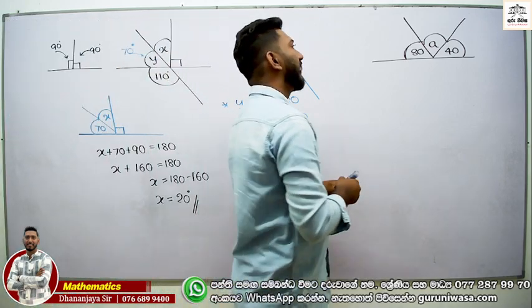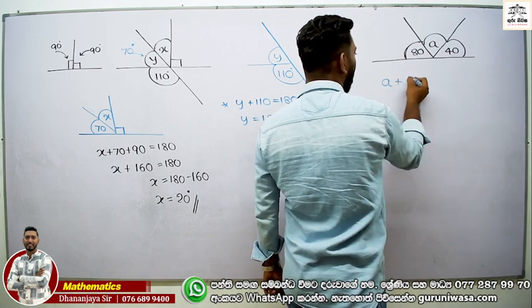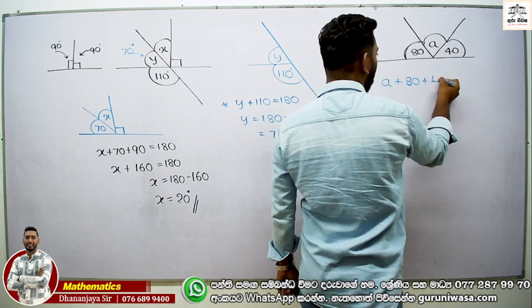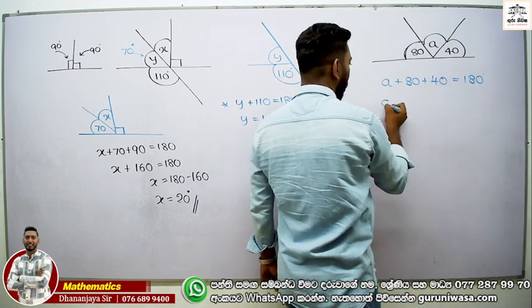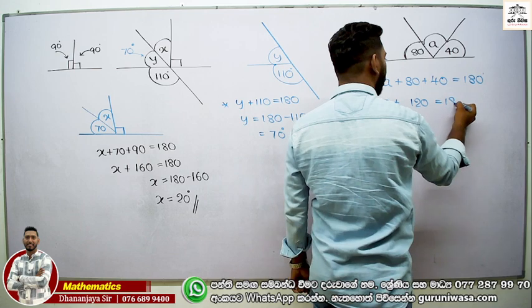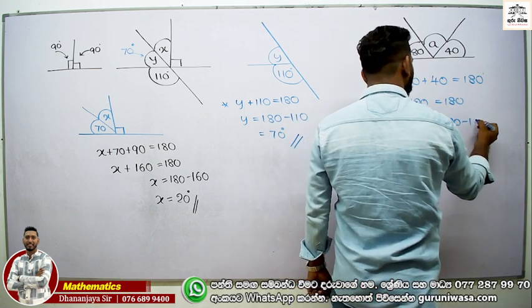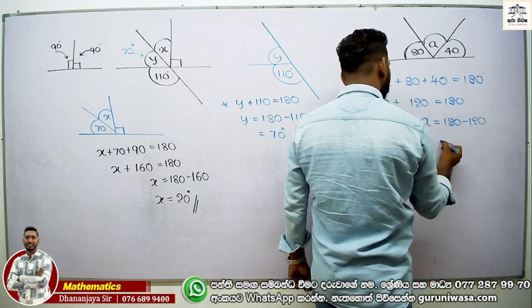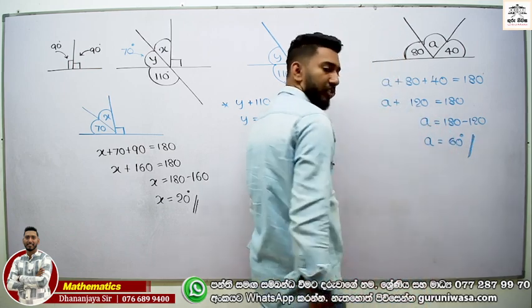Now look at the last one. That was a very easy thing, because this is a straight line. Now a plus 80 plus 40 equals 180 degrees. 80 plus 40 is 120. Now a equals 120 subtracted from 180, which is 60 degrees.